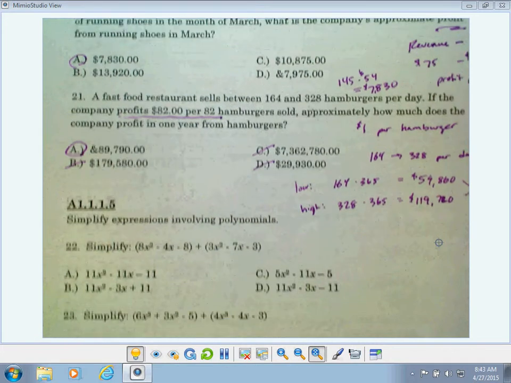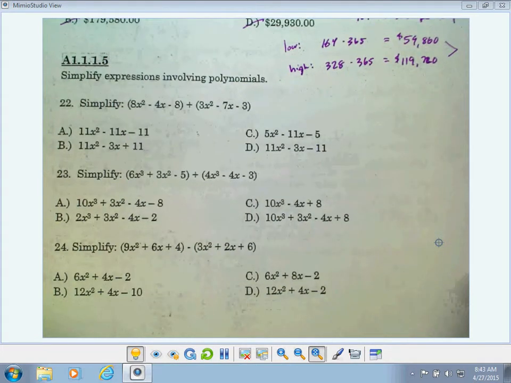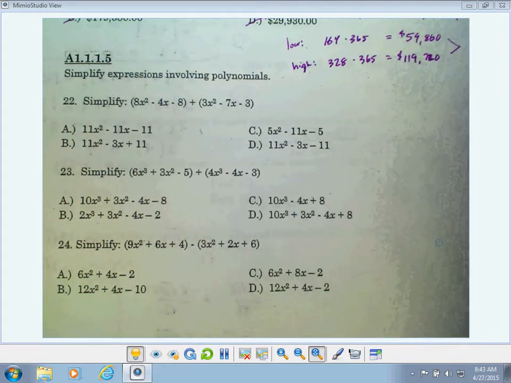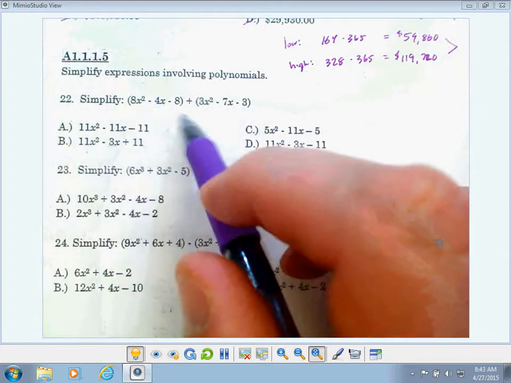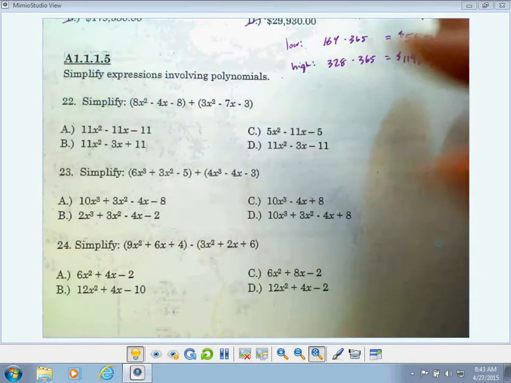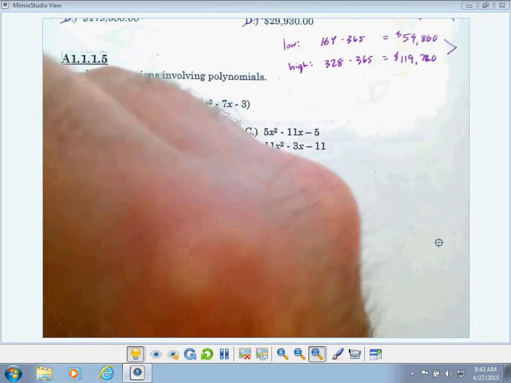Alright, so we move into the next part of this thing, which is on simplifying polynomials. It looks like the beginnings of these are just adding and subtracting. When we did this in class, we talked about adding polynomials is essentially combining like terms. Right? These are combining like terms.